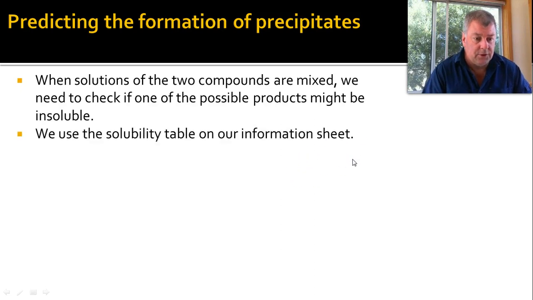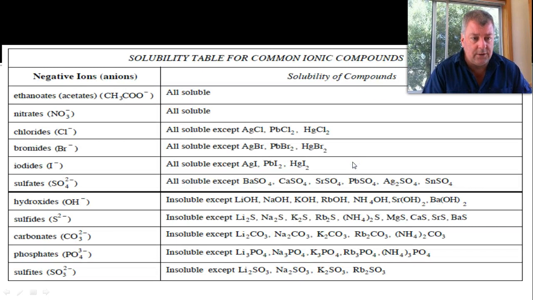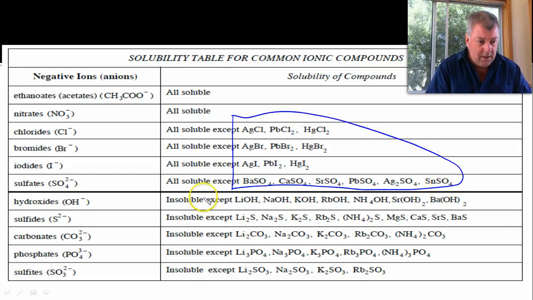So just recapping, we need to know our solubility table. And just a quick one off. If we're looking for a precipitant, where are we looking in this table for the precipitants? Well, it's in this section here, and it's in this section there. There are our precipitants, and that's what we're interested in.